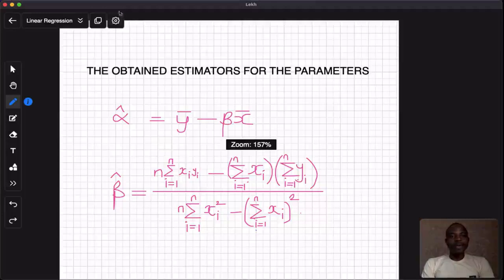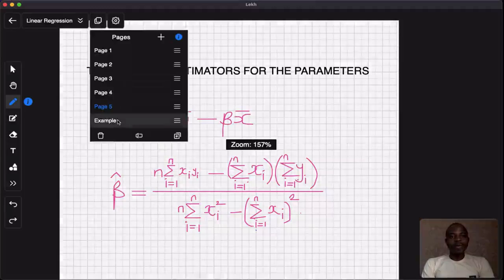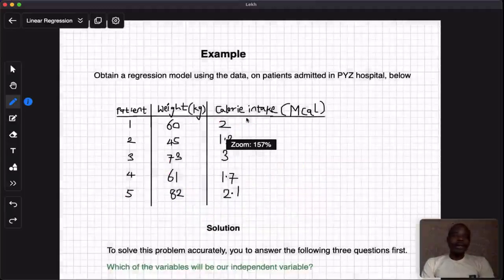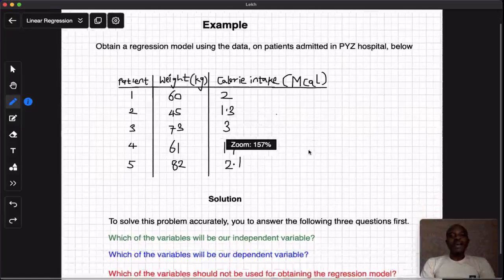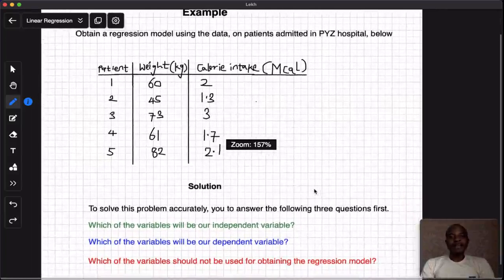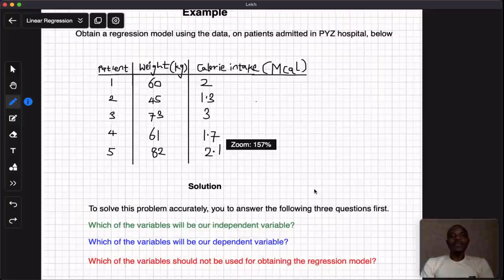Now we're going to look at how to use that. Now that we already know what our estimators are, let's look at an example. The example says: obtain a regression model using the data on patients admitted in PYZ hospital below. Now look at this. The question now is, how do we know which one is our independent variable and which one is our dependent variable? We were only told to obtain a regression model. We were not told which one is which.